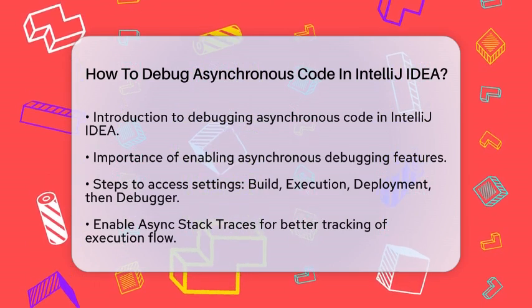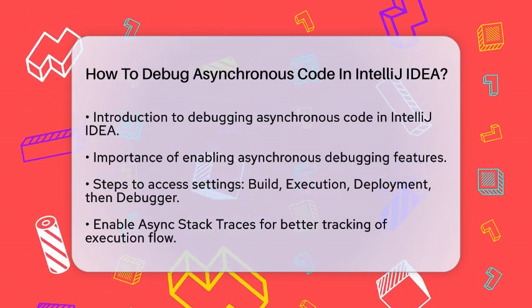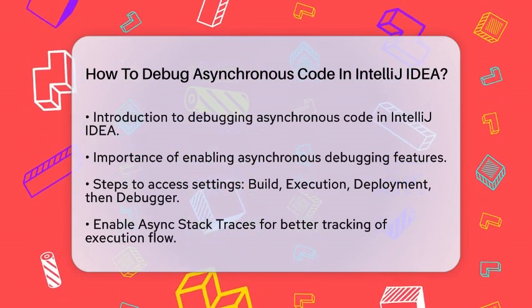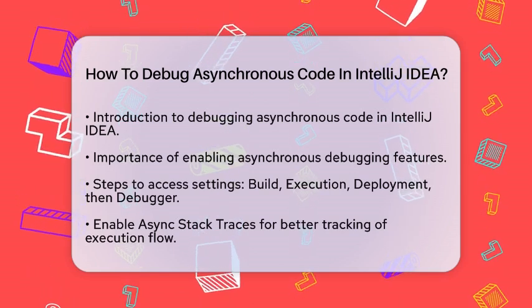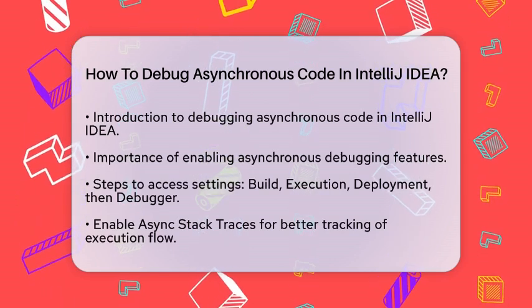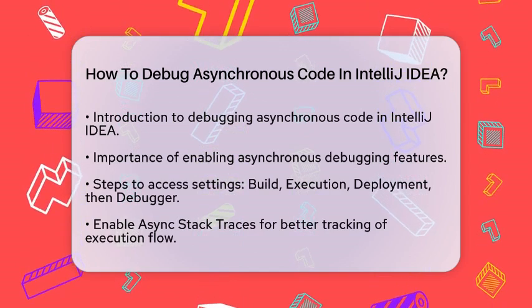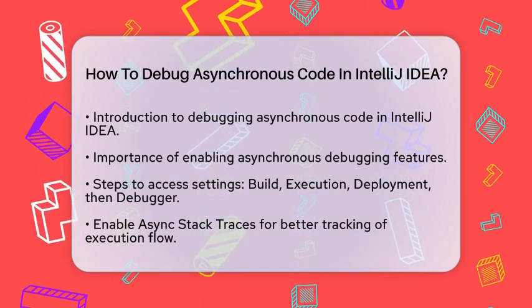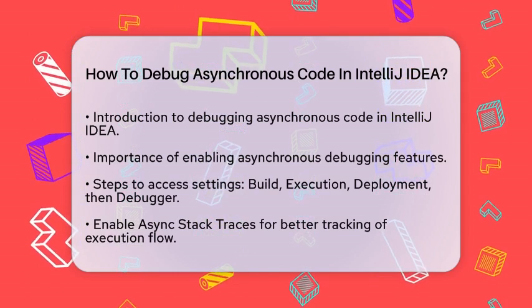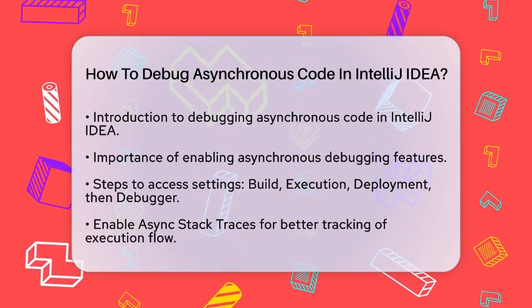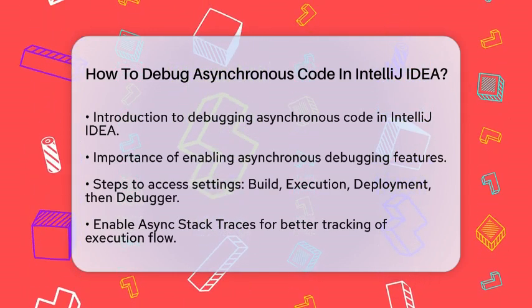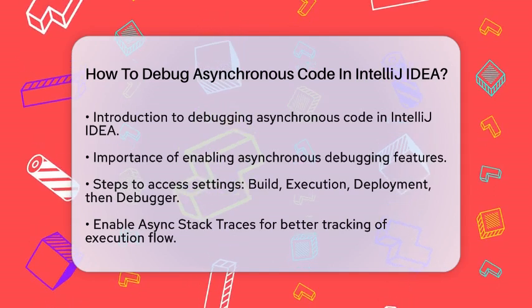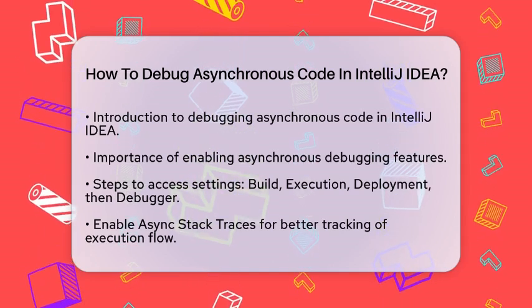To begin, you need to enable the asynchronous debugging features in IntelliJ IDEA. This is crucial because it allows you to trace the execution flow across different threads and asynchronous callbacks. Start by heading to the Settings menu. Navigate to Build, Execution, Deployment, and then Debugger. Here, you will find the option for Async Stack Traces. Enabling this feature is your first step toward mastering asynchronous debugging.